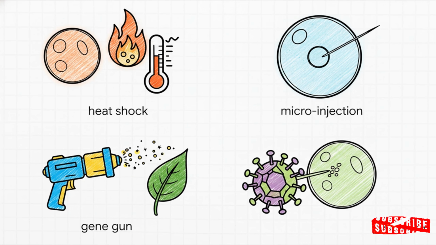And for plants, get this. Scientists literally shoot the cells with DNA-coated gold or tungsten bullets using a biolistic gene gun. I mean, a gene gun. We can even hijack disarmed viruses to act as sort of biological delivery vehicles.